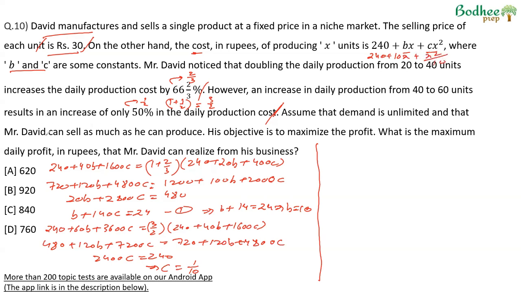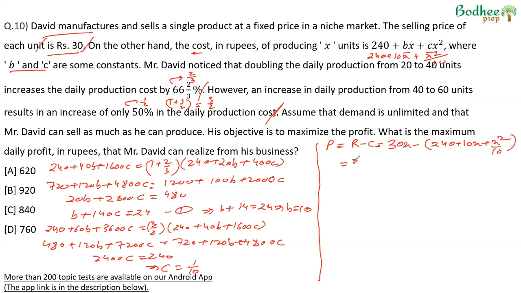Assume the demand is unlimited and that Mr. David can sell as much as he can produce. His objective is to maximize the profit. What is the maximum daily profit that Mr. David can realize from his business? Profit will be revenue minus cost. For X units, revenue will be 30X. Cost will be 240 plus 10X plus X square by 10. We have to maximize this value, this entire thing.